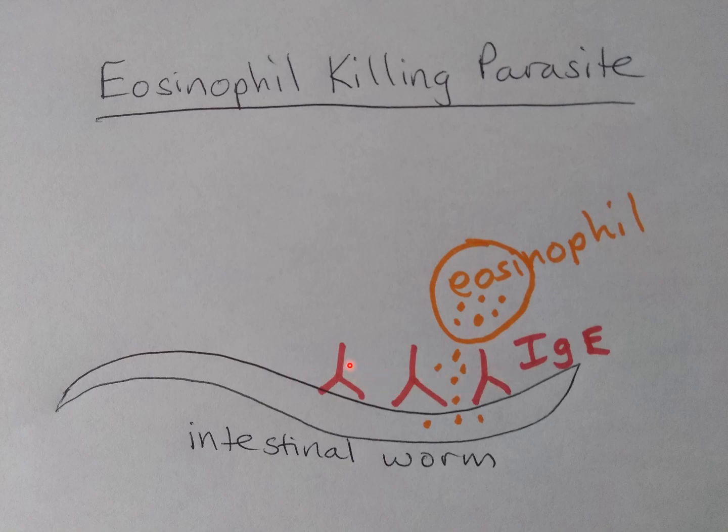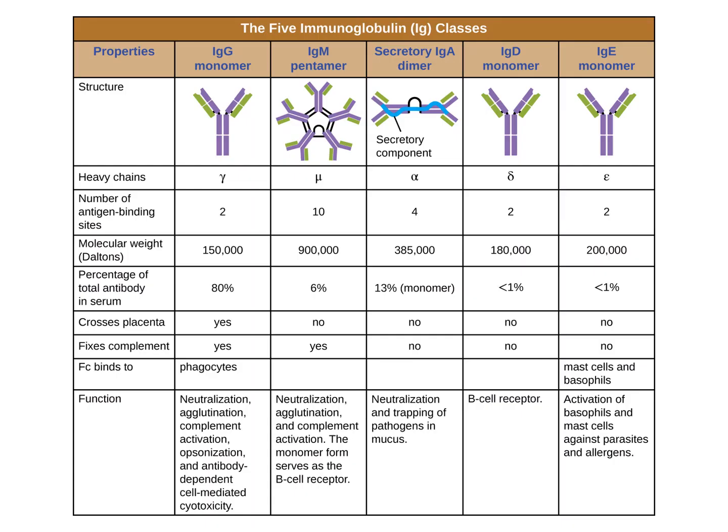That's like a big red flag for the eosinophils to come over. And the eosinophils bind to the IgE antibodies, and that stimulates them to release their granule contents, which contain some nasty chemicals that poke holes in the worm, and then water rushes into the worm, and then the worm explodes and it's dead. And then this is just a nice table that compares the 5 different antibody classes.